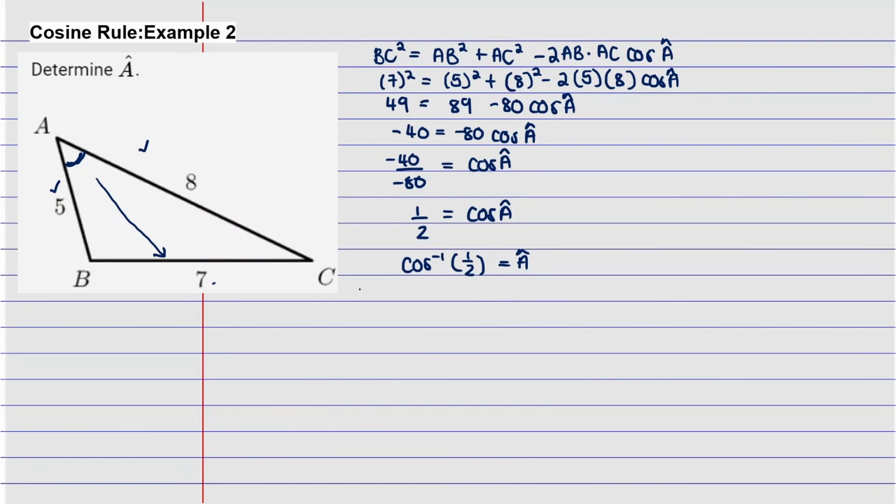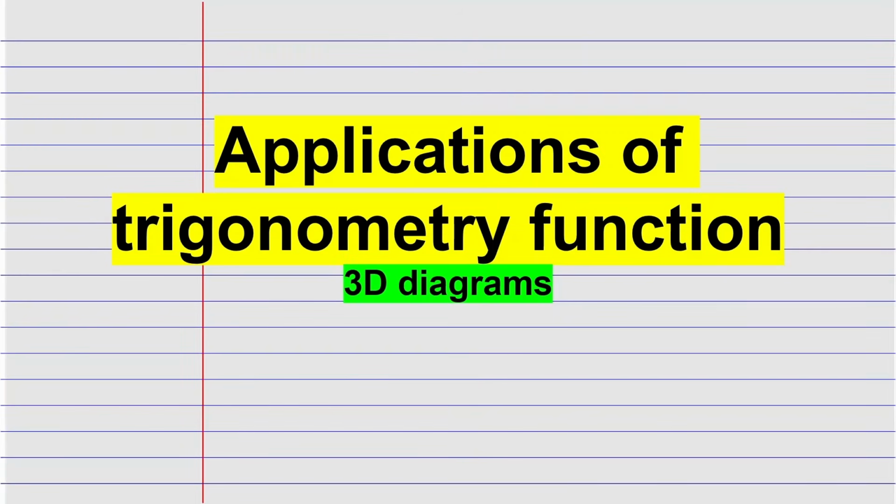Punch that into the calculator, you're going to find that A is basically equal to 60 degrees. And that's how you would solve this question. So now we're going to move to the application of trigonometry functions, which is also the 3D diagram.